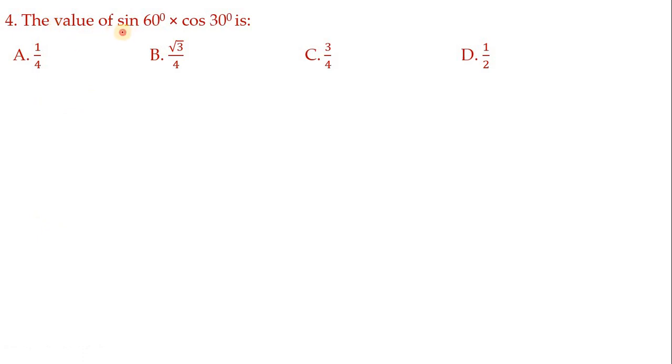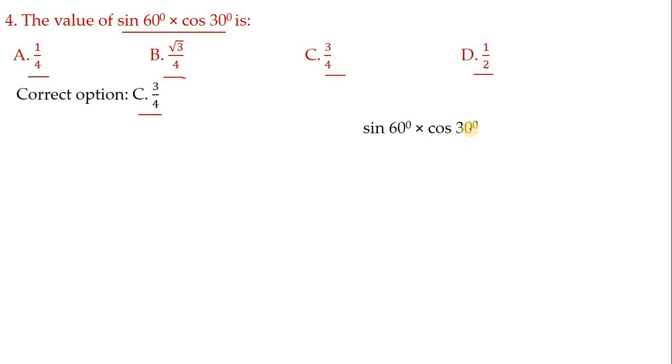Fourth one. The value of sin 60 degree into cos 30 degree is. Given options are 1 by 4, root 3 by 4, 3 by 4, 1 by 2. First, let us see the correct option. C, 3 by 4. So let us find this one. First, take the given problem, that is sin 60 degree into cos 30 degree. So sin 60 degree value is root 3 by 2. Cos 30 degree value also root 3 by 2 itself. So write the values. Now multiply this one, children.